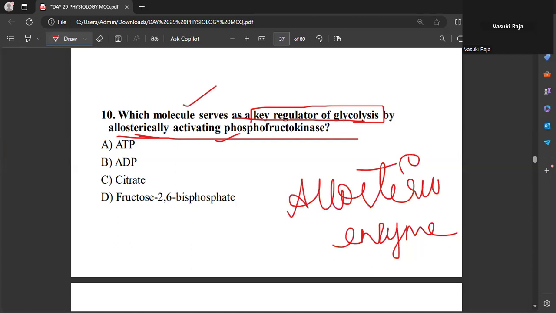See here, this particular enzyme has an additional binding site. Other than the active site, these enzymes have an additional binding site. That will be the allosteric enzyme.